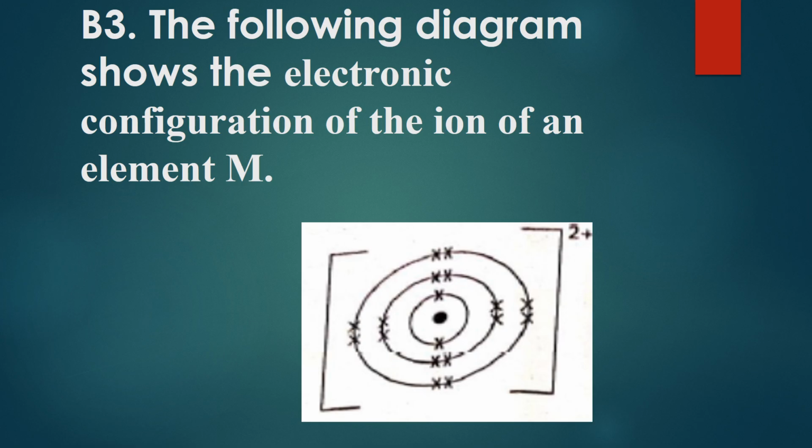All right, so the following diagram shows the electronic configuration of an ion of element M. So this is an ion of element M, as we can see there.